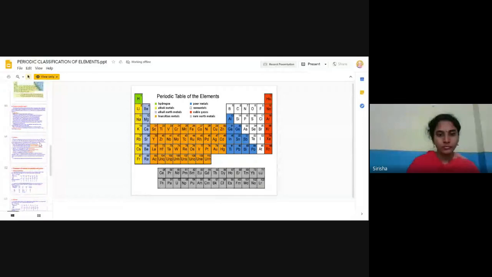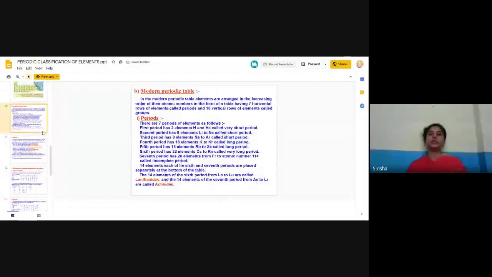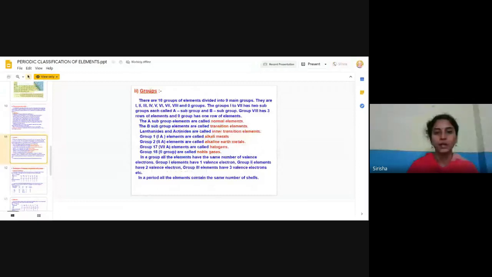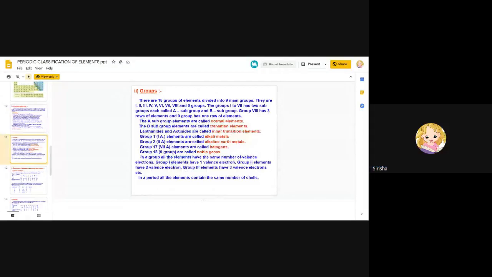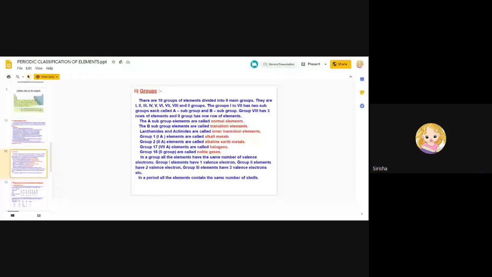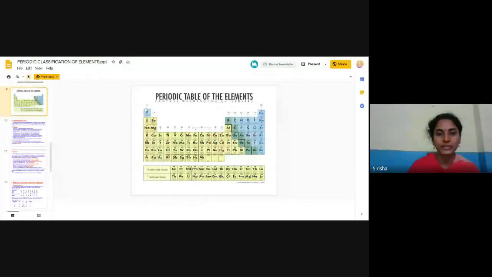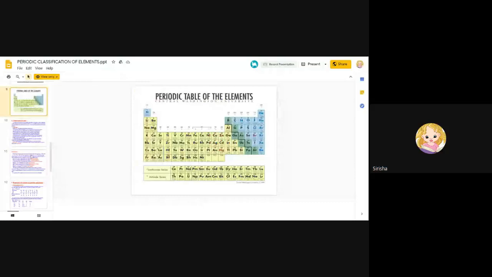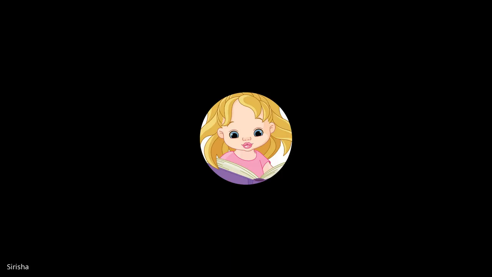Okay, next we shall talk about groups. There are 18 groups of elements divided into 9 main groups. They are 1, 2, 3, 4, 5, 6, 7, 8 and 0 groups. See here, 18 groups are there, if you count them. Groups 1 to 7 have 2 subgroups each. We have studied, right? A subgroups and B subgroups will be there in these groups. Group 8 has 3 rows of elements and group 0 has 1 row of elements.